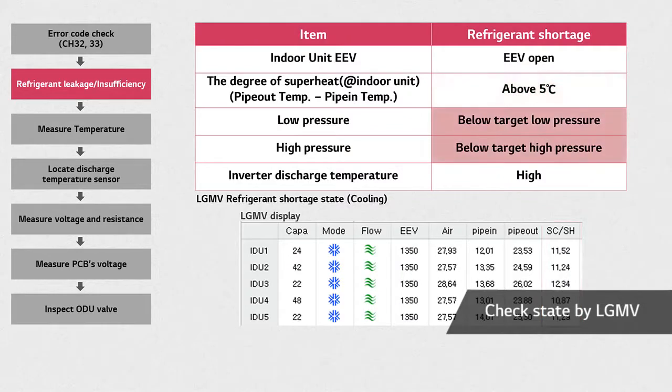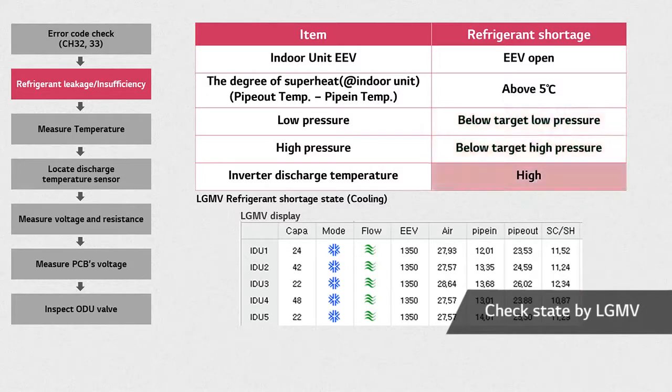Also, when both low and high pressure are below the target pressure for each, or the discharge temperature of the inverter is higher than usual, you can tell there is a lack of refrigerant. Low refrigerant volume may cause excessive discharge temperature.